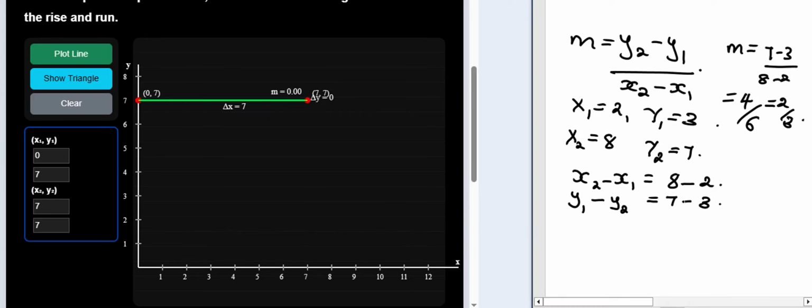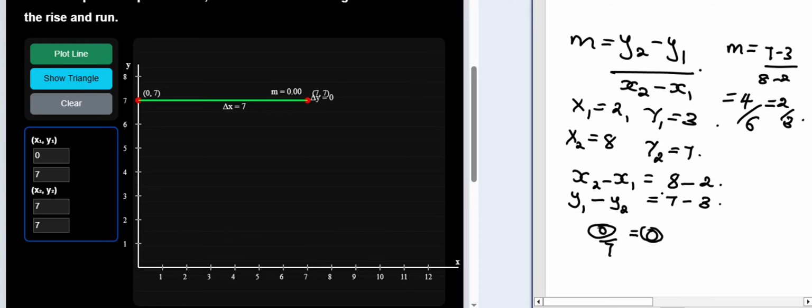We only have the change in x. Let me do it here. The change in y is 0, but the change in x is 7. So the gradient of this line is 0, because if you divide 0 by a number, you still get 0.